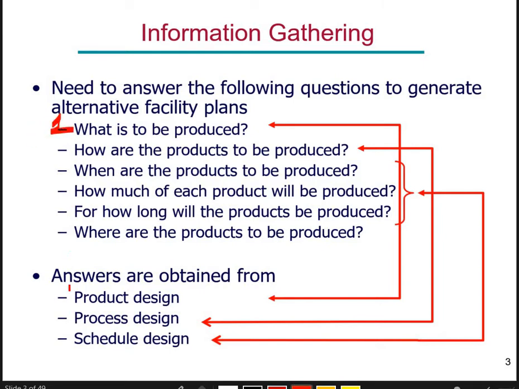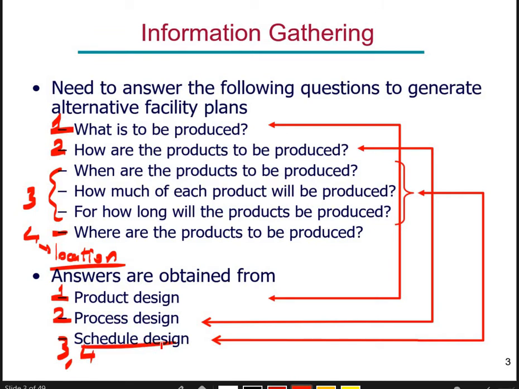If I say this is 1 and this is 1. Then the next question, how are the products to be produced? It is answered by process design. The next 3 questions, when, how, and for how long, are answered by schedule design. This last one, the 4th one, can be answered by location decisions that we covered in chapter 10, or it is also sometimes answered by the schedule design, on which machine, where this product is to be processed.